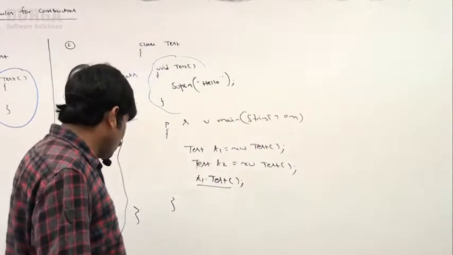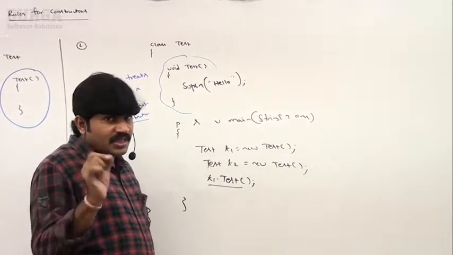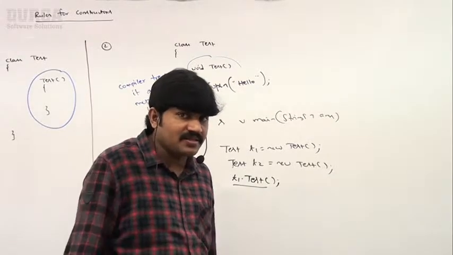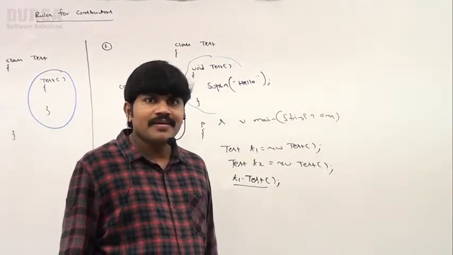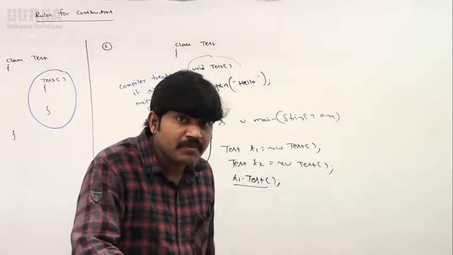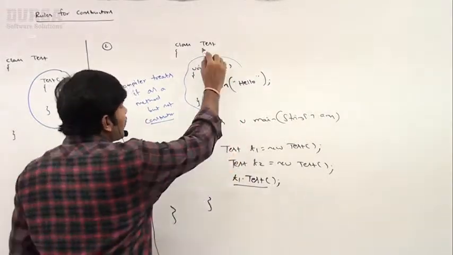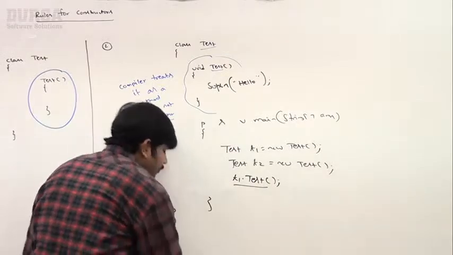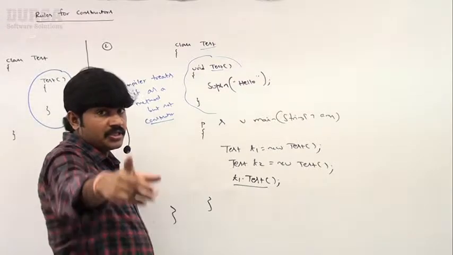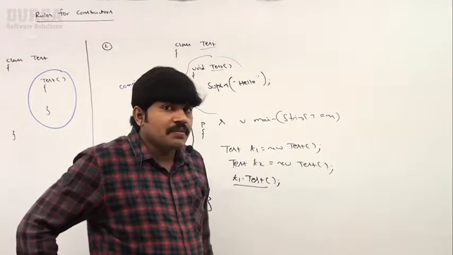Now I have one small doubt, sir. Is it possible to declare a method whose name is exactly the same as the class name? Why not? This is the best example. What is the name of this method? Tester. What is the name of the class? Tester. Both are Tester. Yes, it's possible. It is legal to have a method whose name is exactly the same as the class name.